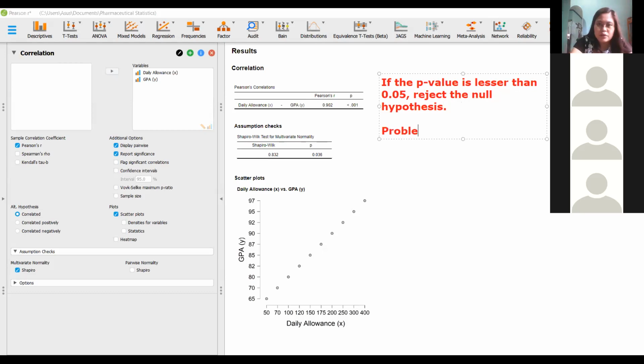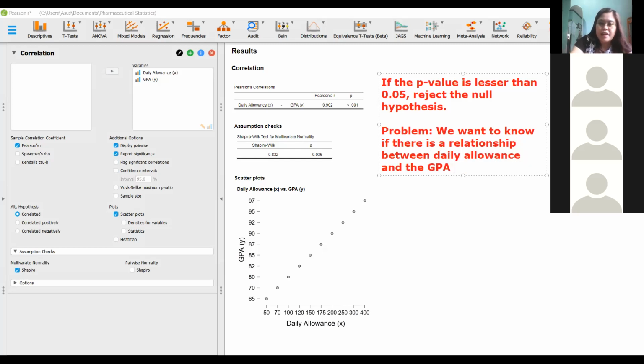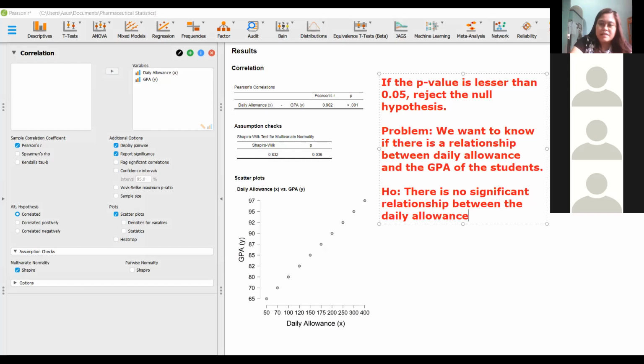Diba, atong problem ato, we want to know if there is a relationship between daily allowance and the GPA of the students. Pag maghimo ka og null hypothesis, class, that's H0, pag state nimo niya, that is on the negative form. Himuon lang nimo siya, there is no significant difference between, ay, not the difference, relationship, sorry, let me delete it. There is no significant relationship. Kasi pag correlation, relationship man ang gipangita. So there is no significant relationship between the daily allowance and the GPA of the students.